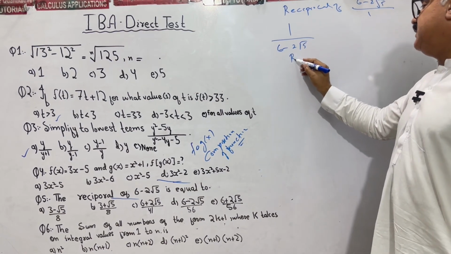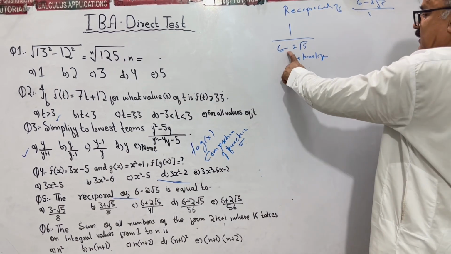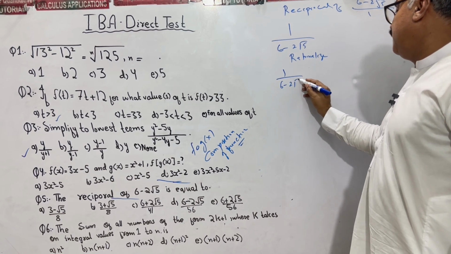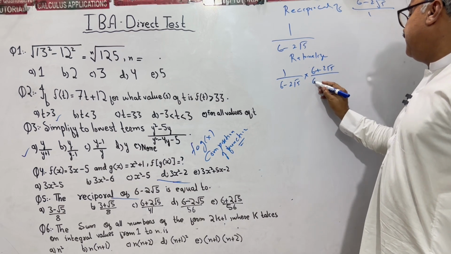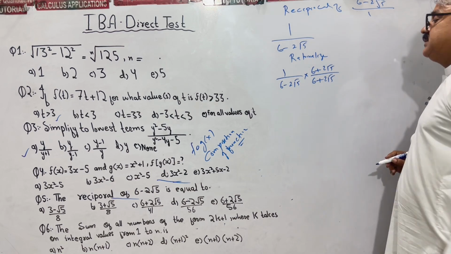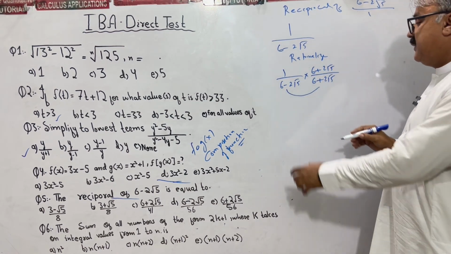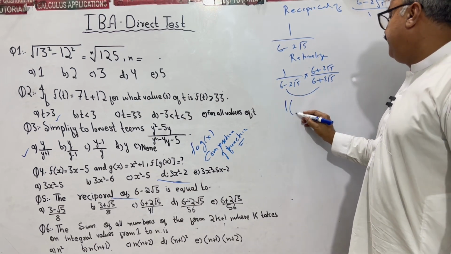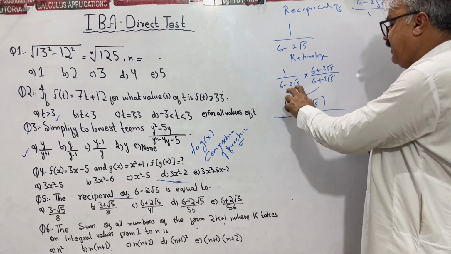Now we have to rationalize in order to get rid of the square root of 5. Change the middle symbol, multiply as well as divide. I have 6 minus 2 times root 5, multiply by 6 plus 2 times root 5, multiply as well as divide. Multiplying 1 with 6 plus 2 times root 5, it will remain the same.